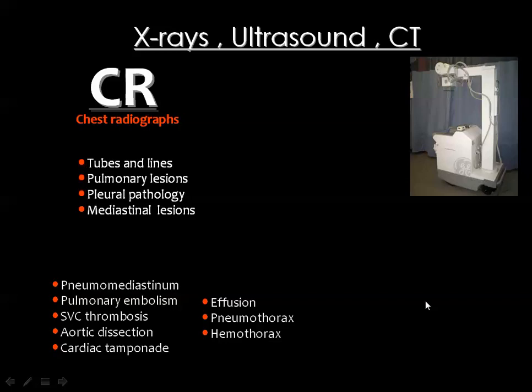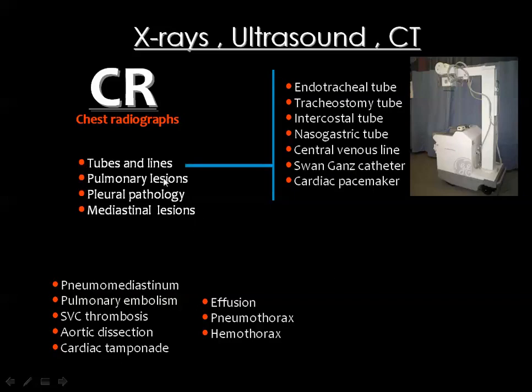Then we have the major items here. Number one, we should evaluate the tubes and lines, and these are the endotracheal tube, the tracheostomy tube, intercostal tube, nasogastric tube, central venous line, Swan-Ganz catheter, pulmonary artery catheter, and cardiac pacemaker.